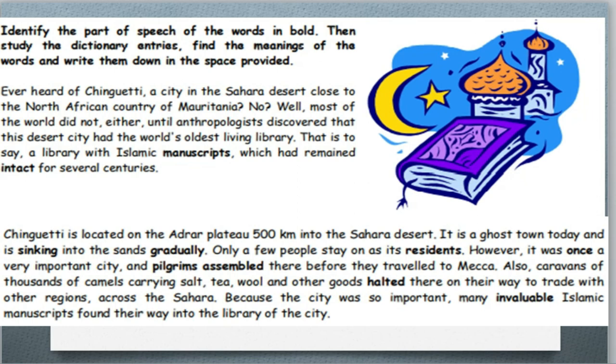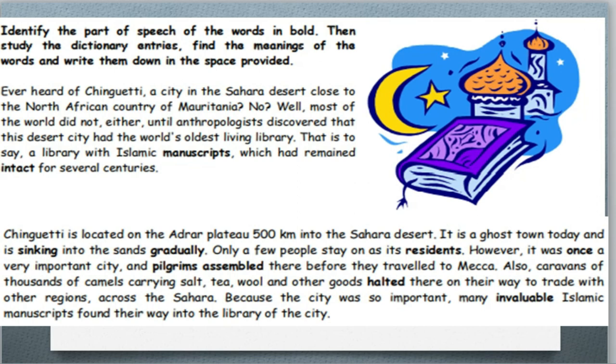How did I understand that once is an adverb? Because if you read the sentence without it, the sentence is still grammatically correct. It was a very important city. So it was once a very important city, or it was a very important city. And pilgrims assembled there before they traveled to Mecca. Here, pilgrims is the subject of the sentence, so I can easily say that it is a noun. And assembled is the verb of this sentence, and it is in past simple form.